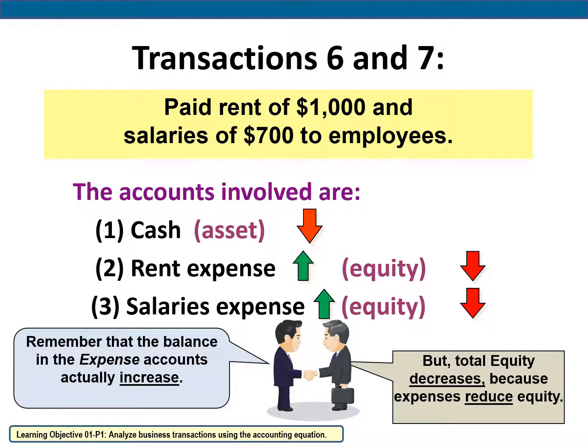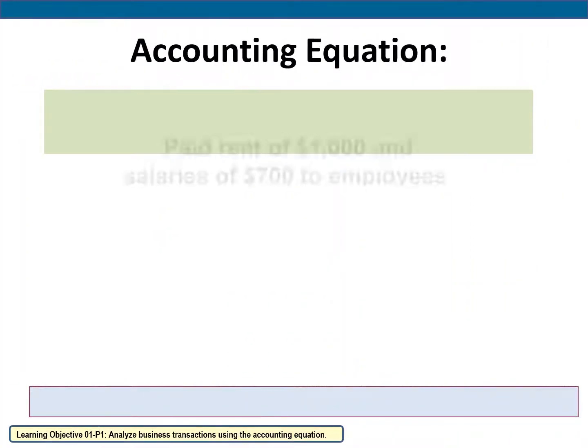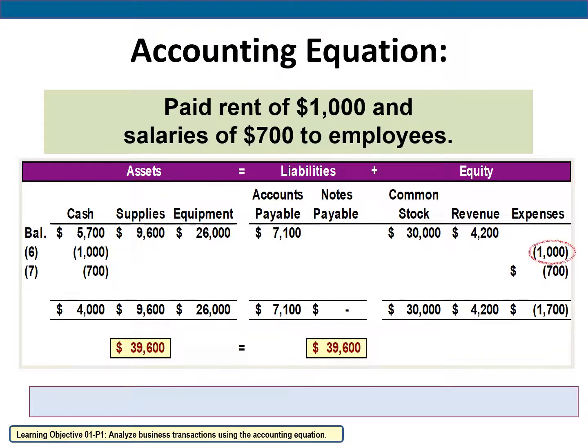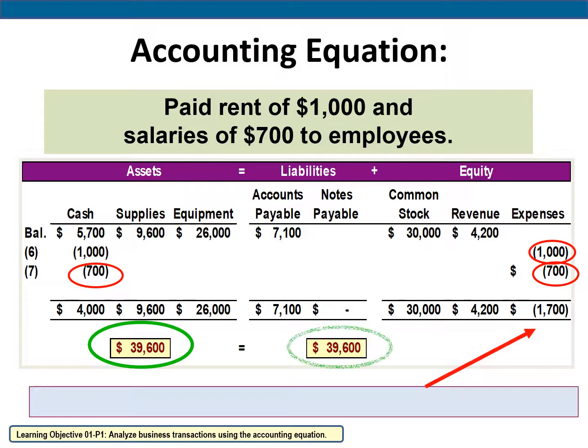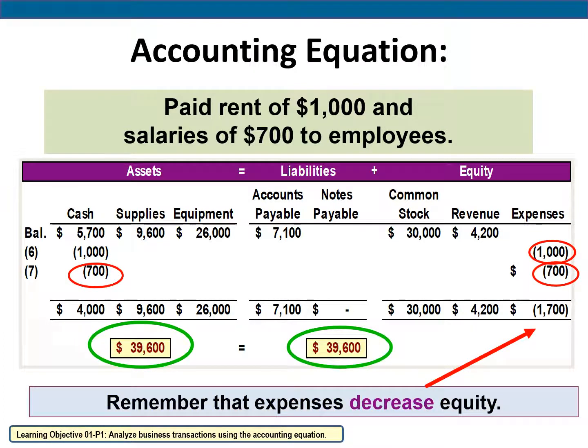So if we were to look at this in the accounting equation, we have cash going down by $700, cash also going down by $1,000, and our expenses are going up, but the way that they're being presented here on this slide is in their relationship to equity. And so equity is decreasing as our expenses are increasing, which is why they're presented there as negative numbers. And so assets are still equal to our liabilities plus our equity.